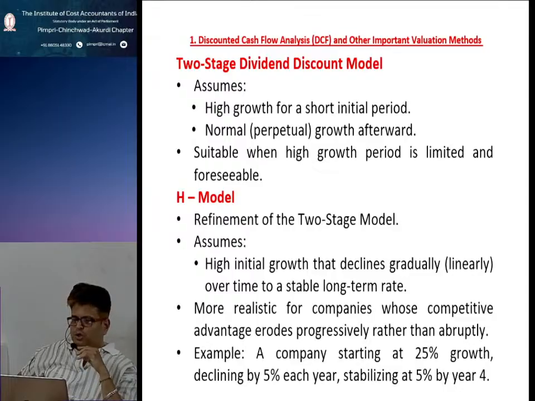Then we saw the two-stage dividend model, where it assumes high growth for a short initial period and normal perpetual growth thereafter. Suitable when high growth period is limited and foreseeable. H model is a refinement of the two-stage model. It assumes high initial growth that declines gradually, linearly over time, to a stable long-term growth rate. More realistic for companies whose competitive advantage erodes progressively rather than abruptly. Then we saw an example.